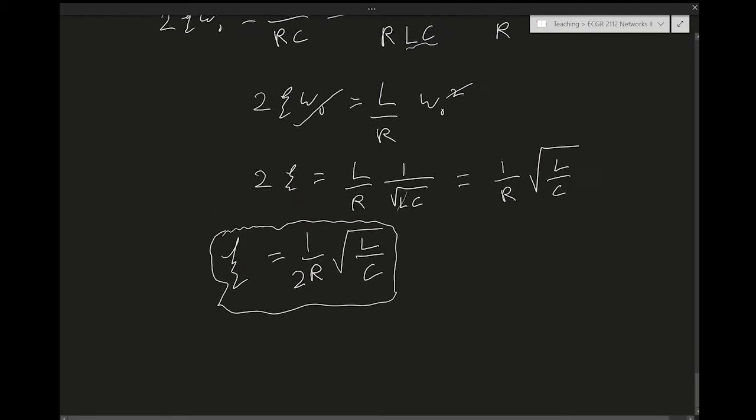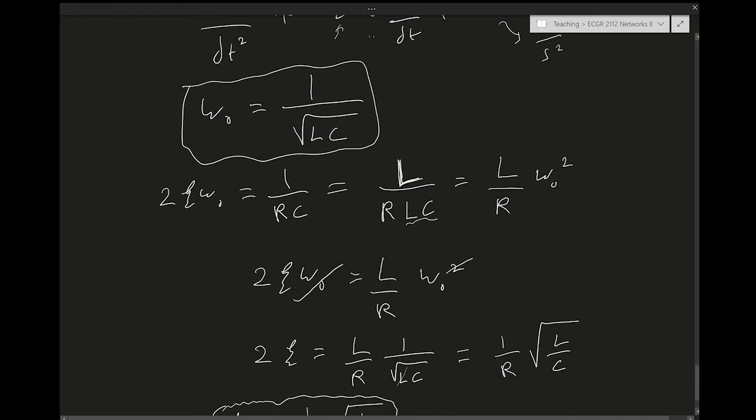Okay. All right. So again, like I said, we can always check the units. I said omega naught is a frequency. It's rad over second. So I should expect 1 over square root LC to have units of 1 over second. Is that true? Again, let's check.